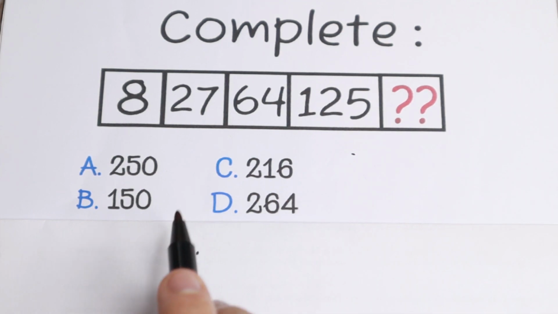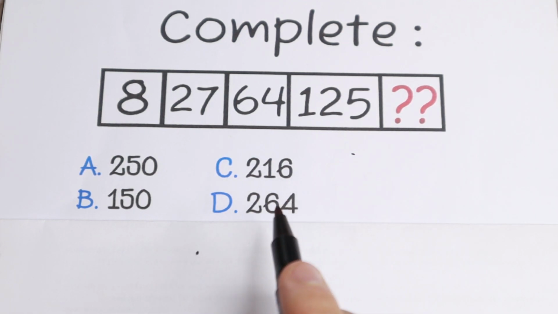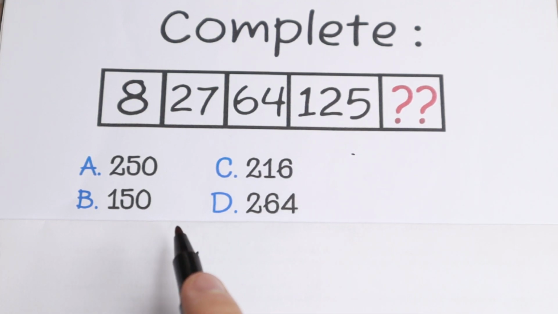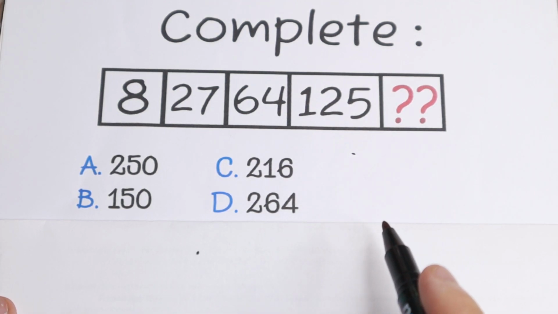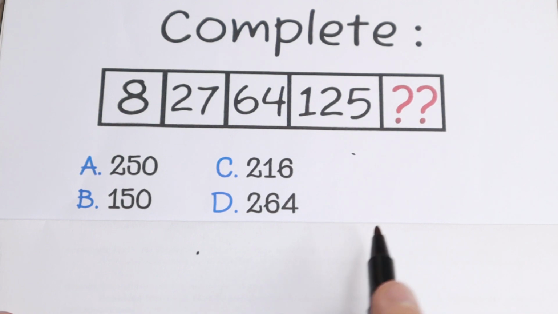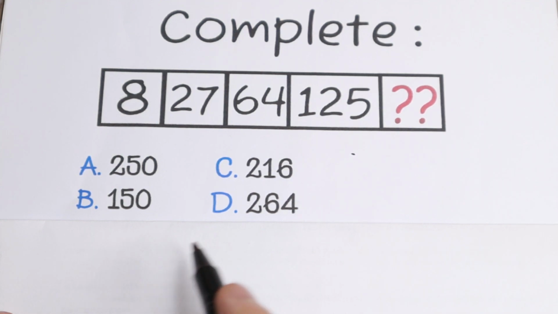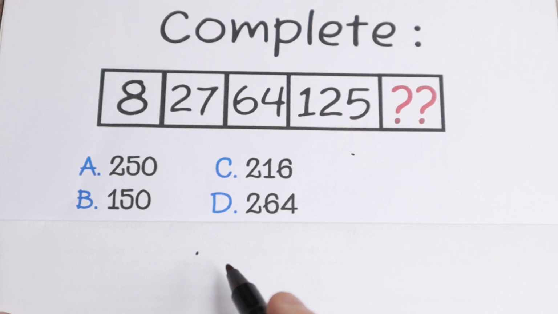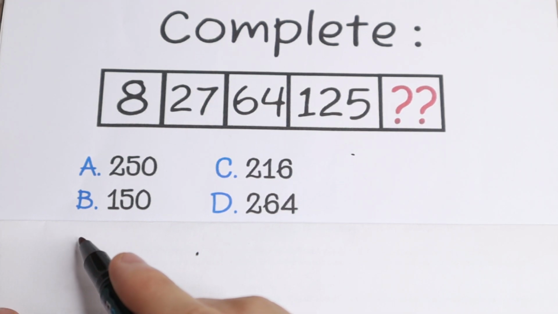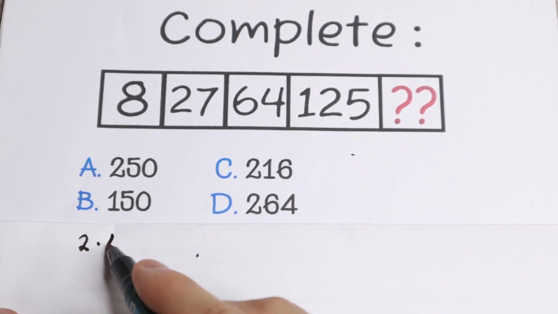Okay, we have a lot of options, we have a numeric series, so let's try to find something common between all of these numbers. Firstly, we have 8, and if you know a little bit about math, we can easily write this 8 as a product of two numbers. So let's start to simplify this. We can write this 8 as 2 times 4.